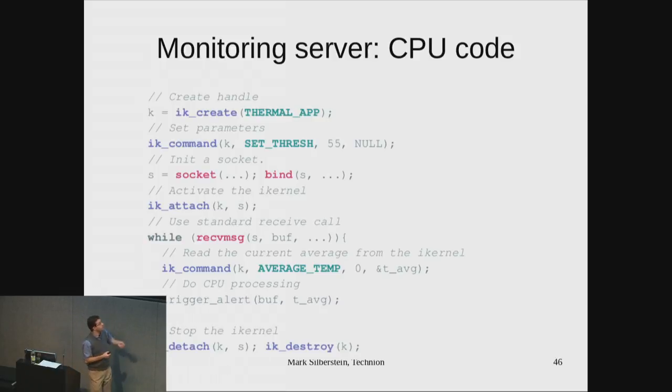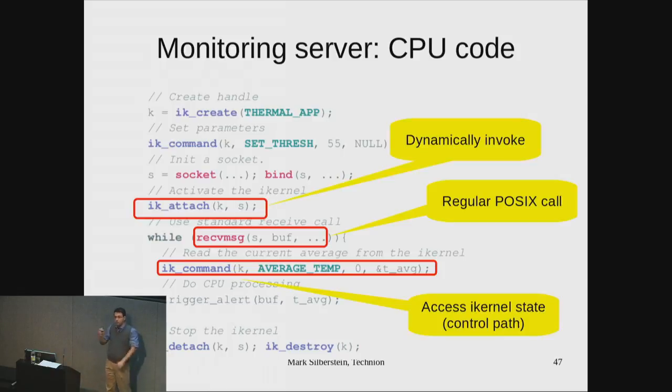So from that point on, after the alert is triggered, or even actually before that, you want to get the average temperature. That's where you retrieve some kind of state from the iNIC before you actually go and trigger the alert. And finally, you do detach and destroy, after the application is done.